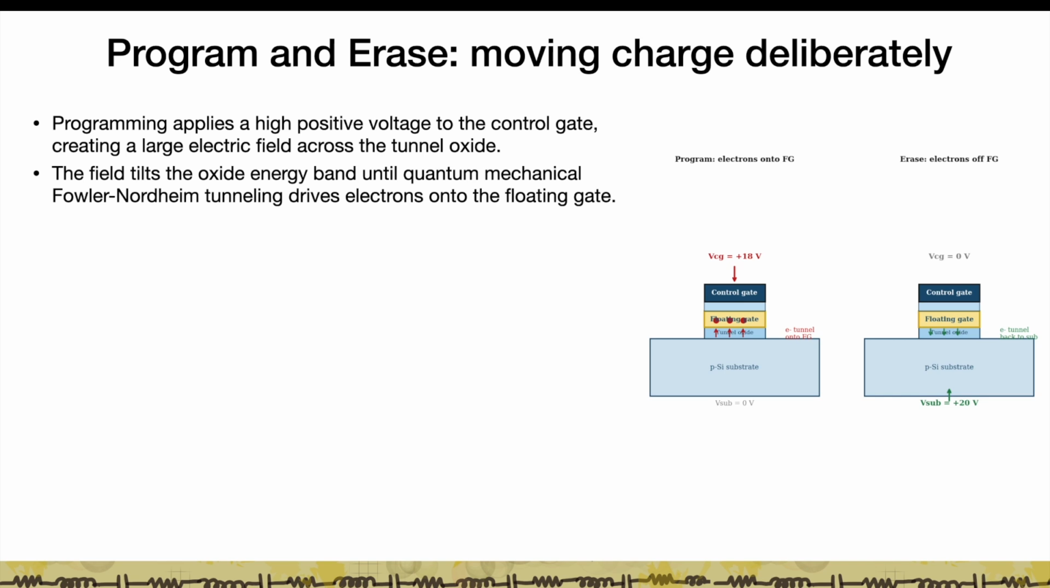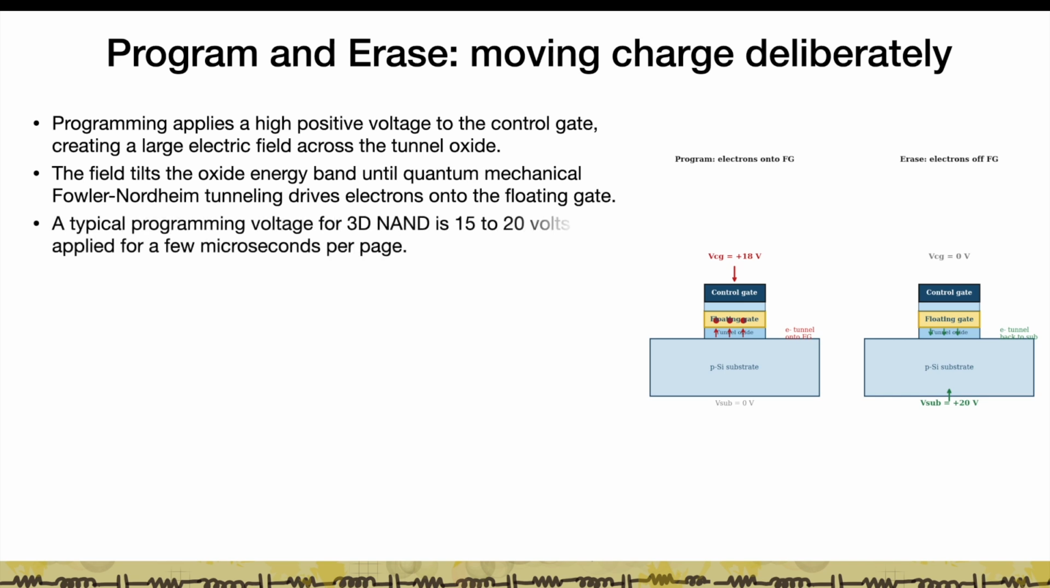The stored charge sits on the floating gate indefinitely because thermal fluctuations can't supply enough energy to cross a 3.1 electron volt barrier. But apply a large enough electric field across the oxide, and the barrier becomes narrow enough for electrons to quantum mechanically tunnel through it at a useful rate.